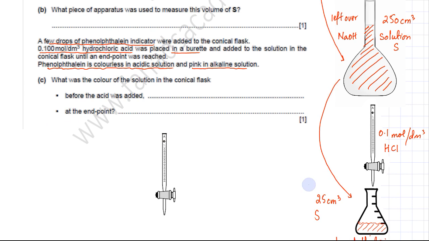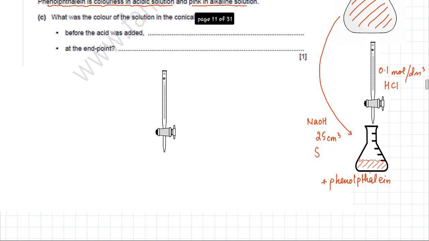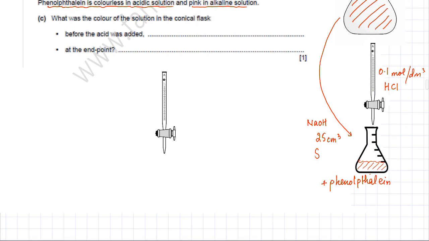So this solution also contains NaOH, the leftover NaOH from the first reaction that we mentioned, and you are adding phenolphthalein to it. Now, he's clearly said that phenolphthalein is pink in alkaline solutions. So initially, the color of phenolphthalein would be pink because the solution in the flask contains the leftover NaOH from the first reaction.